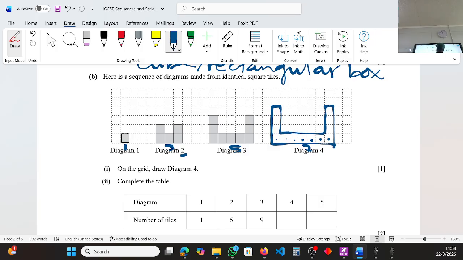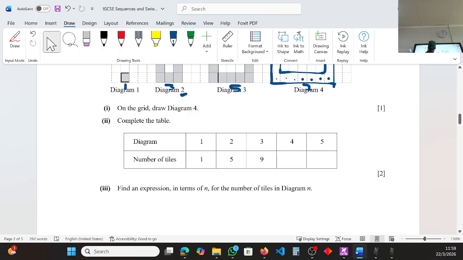I think that's it for that pattern. Then next we are being asked to complete the table. So if we look at the table, they're saying we want to look at the number of tiles per diagram. So actually the pattern of the number of tiles, it looks like it's arithmetic, 1, 5, 9. We expect to get 13 there, and here we might get 17.